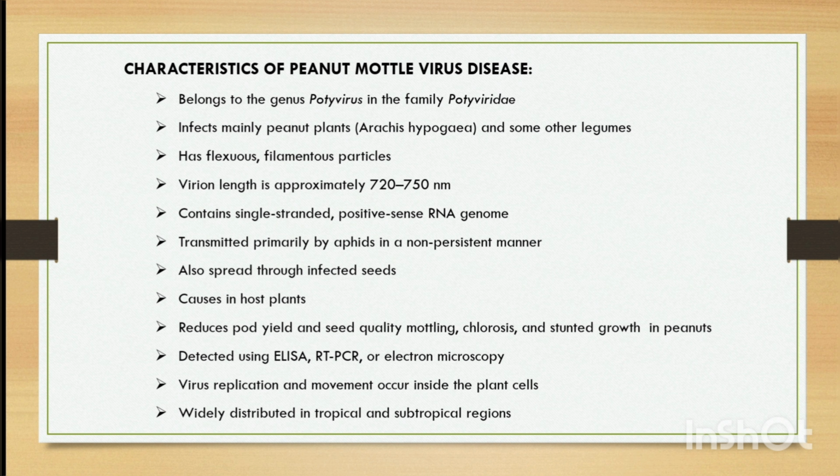Causes in host plants reduced pod yield and seed quality, mottling, chlorosis and stunted growth in peanuts. Detected using ELISA, RT-PCR or electron microscope. Virus replication and movement occur inside the plant cells. Widely distributed in tropical and subtropical regions.